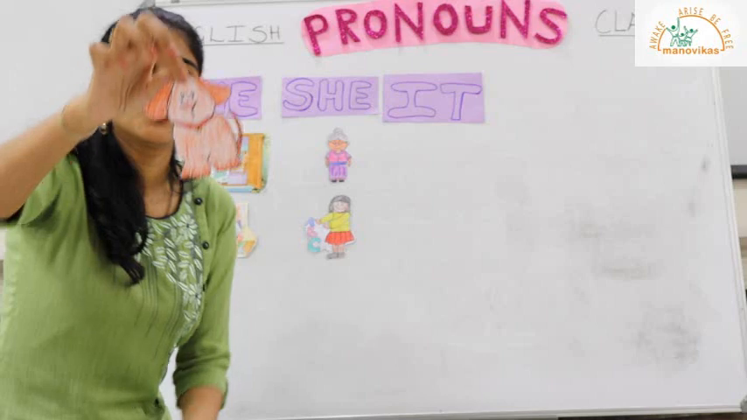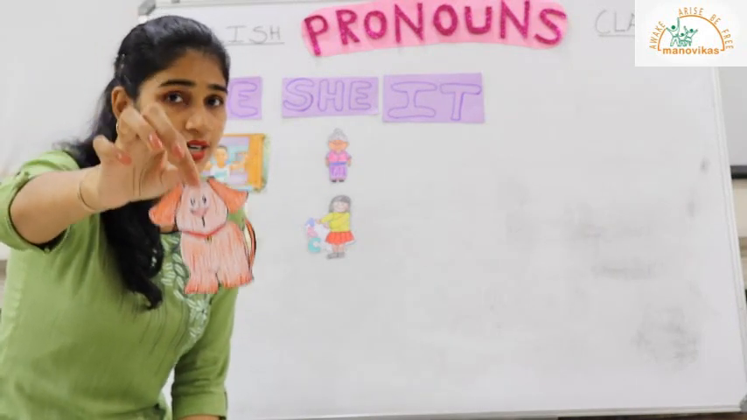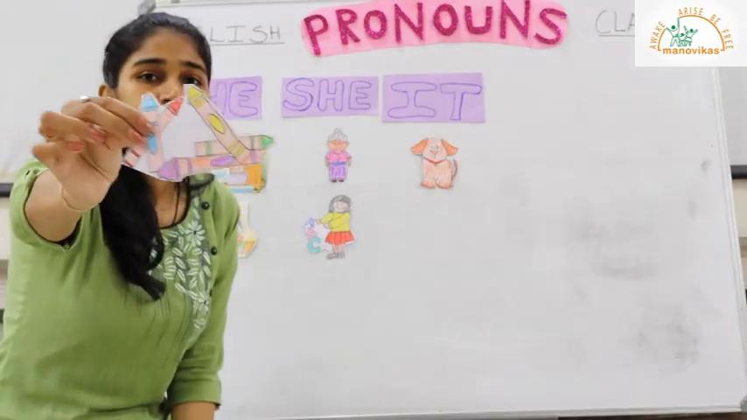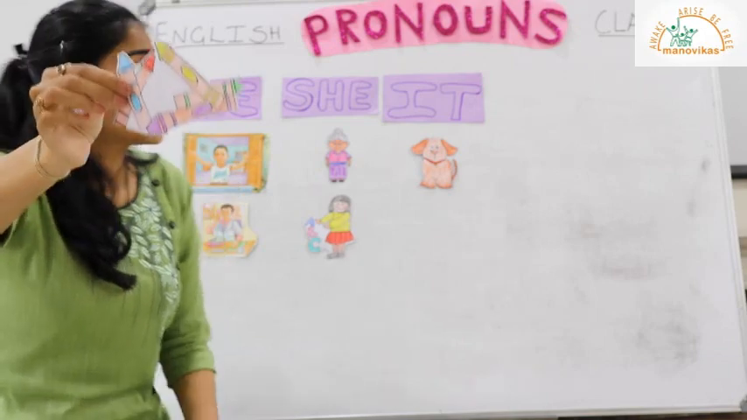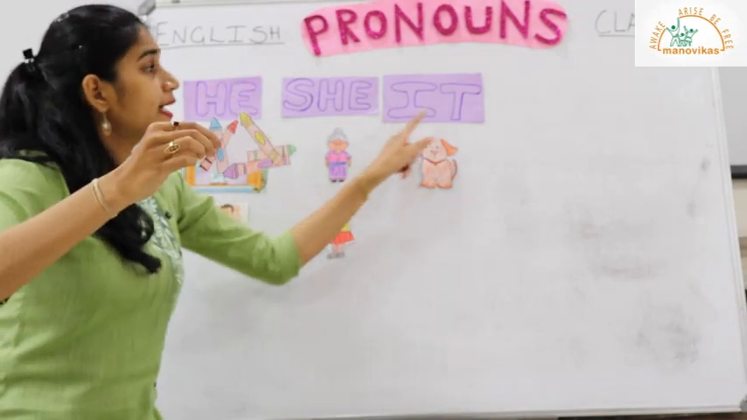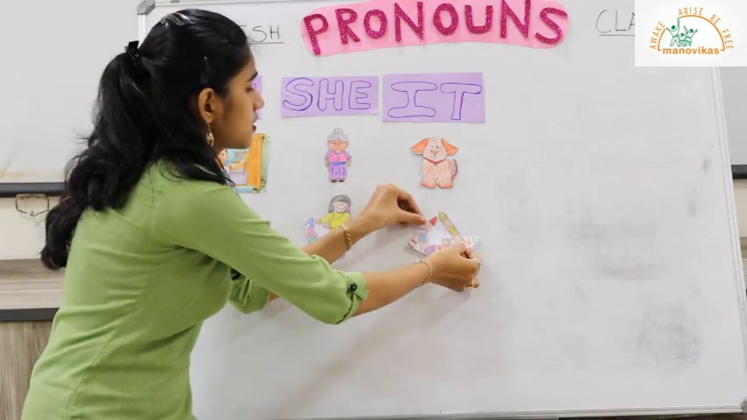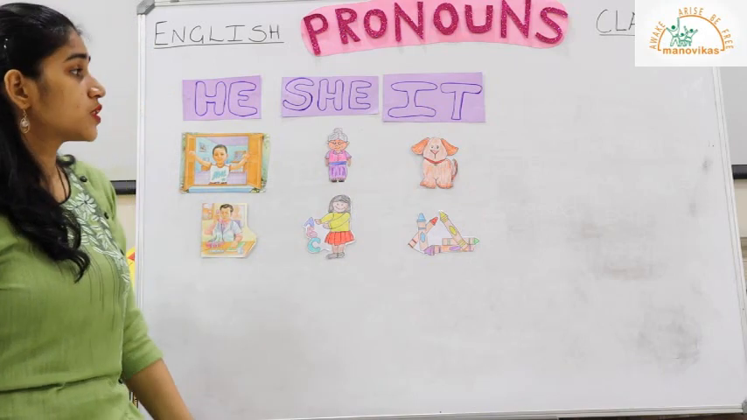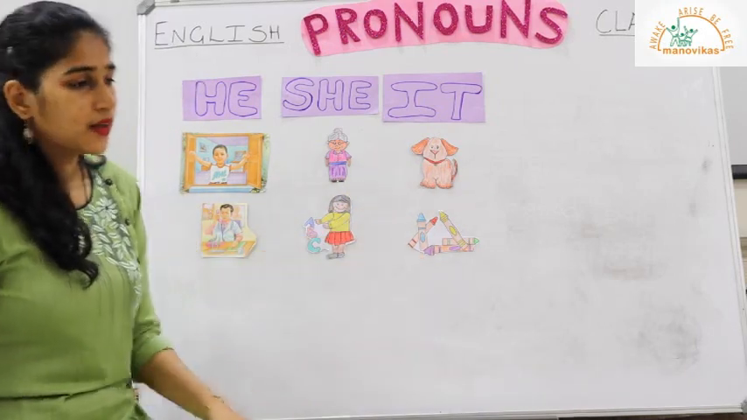Look at this picture. Who do you see? You are right. You can see a dog. It is a dog. Do you see here? Crayons. Crayon is a thing. And so we will use I-T, it, the pronoun it for crayon. Students, I-T, it is the pronoun used for animals and things.